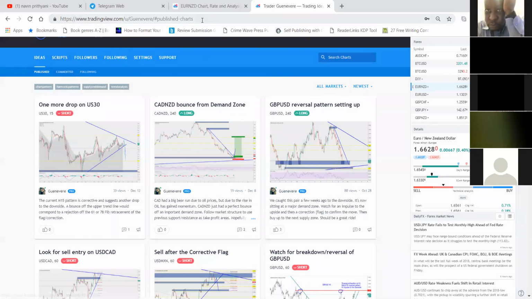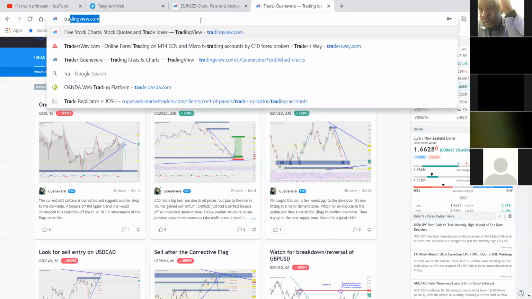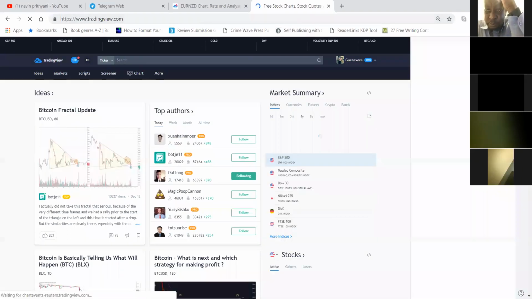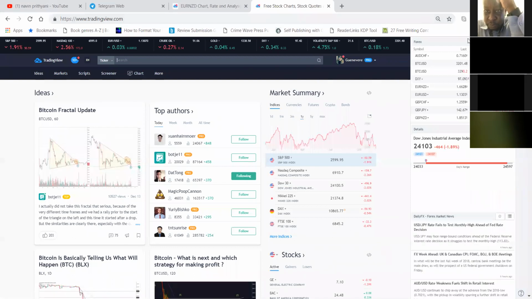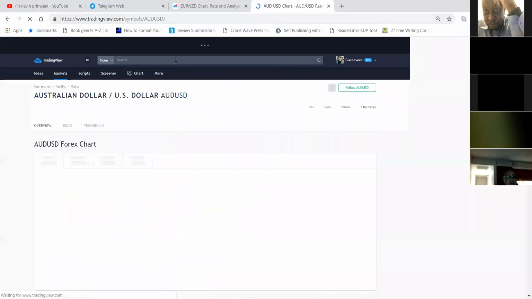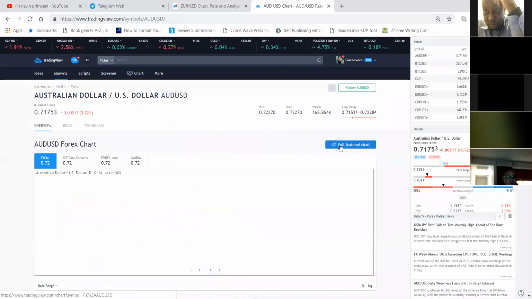So now we will go look at some charts and start discussing how to mark up according to market structure. All right, if you got something to take notes with, we'll start now. Let's look at AUD USD, and we will mark it up from scratch.